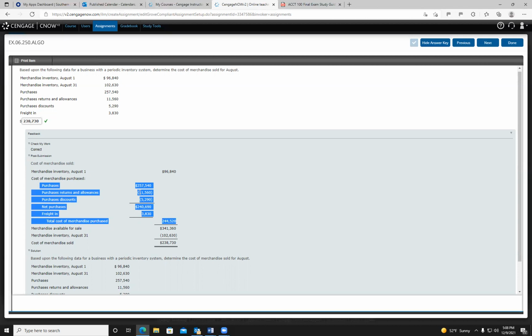Next step is any freight in. All freight in, we must add into our purchase cost. Remember, when we pay for the freight, we make that part of our inventory cost, so we have to add that in. You see here, the freight in of $3,830 is added in. So our total cost of merchandise purchased is 244,520. Again, you take your total purchases, subtract out your purchase returns and purchase discounts, add in your freight, and that gives you your total cost of merchandise purchased for the month.